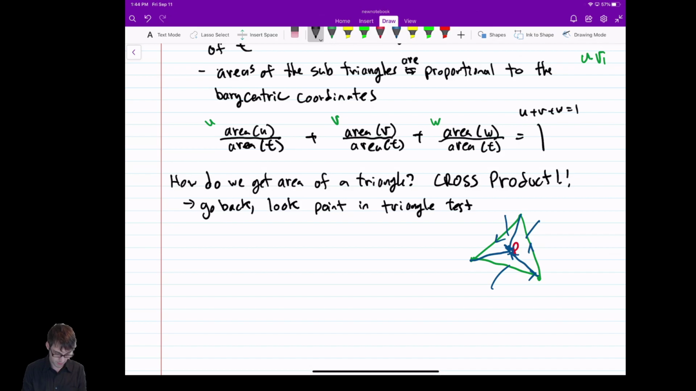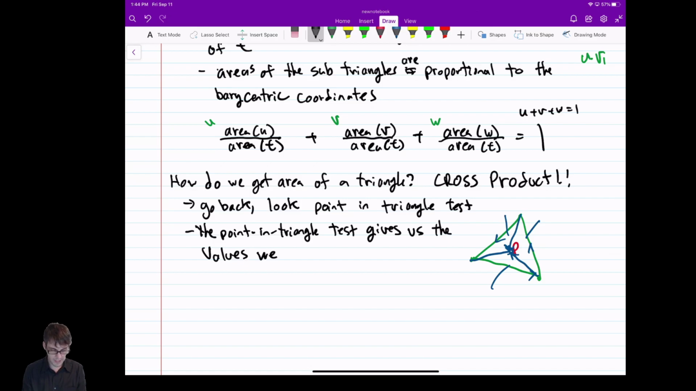The point in triangle test gives us the values we need. So I wouldn't say it's free, but we're definitely doubling down. If we do the point in triangle test, we already have our barycentric coordinates.